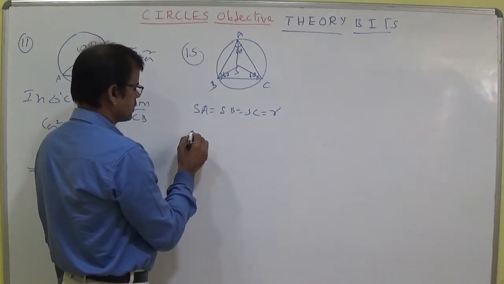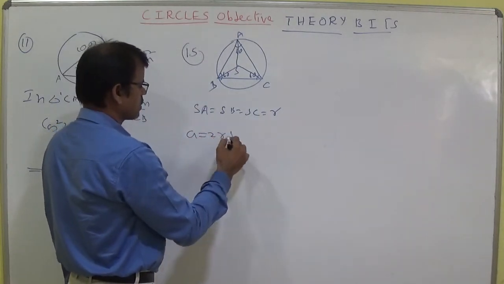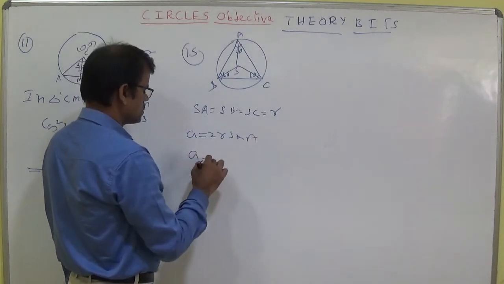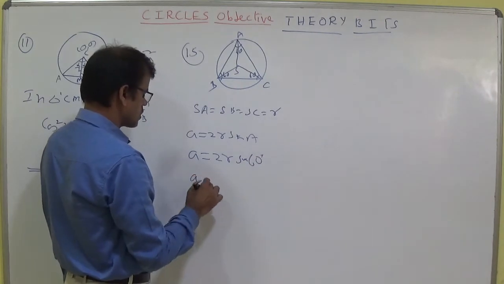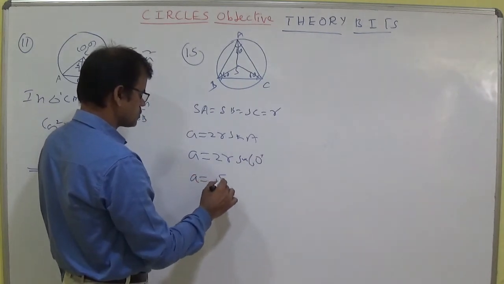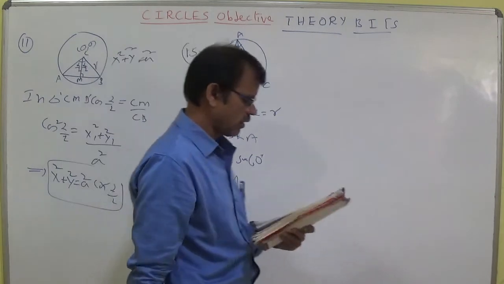So you do one thing: put a is equal to 2r sin capital A. So a is equal to 2r into sin 60 degrees. So a is equal to 2 into r into root 3 by 2. So you can write it as root 3 r.